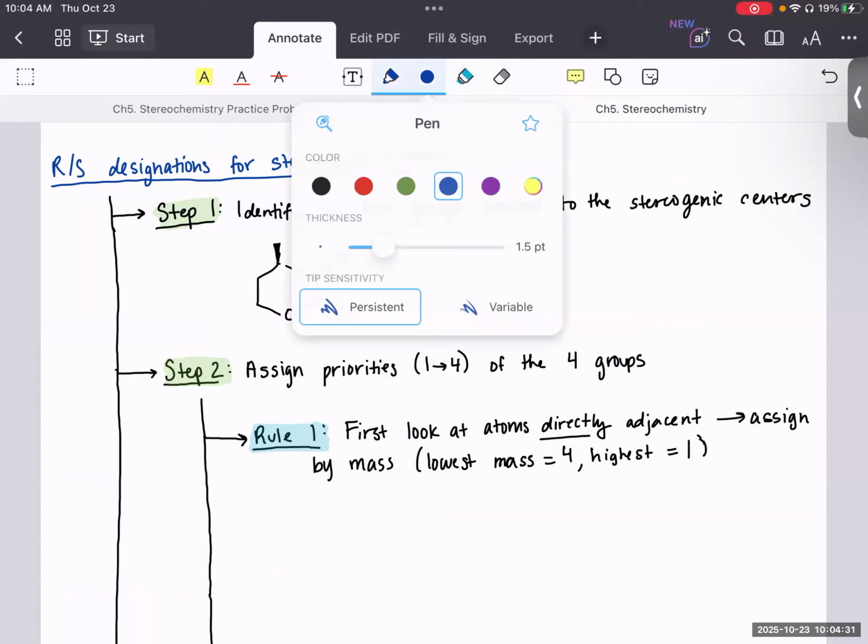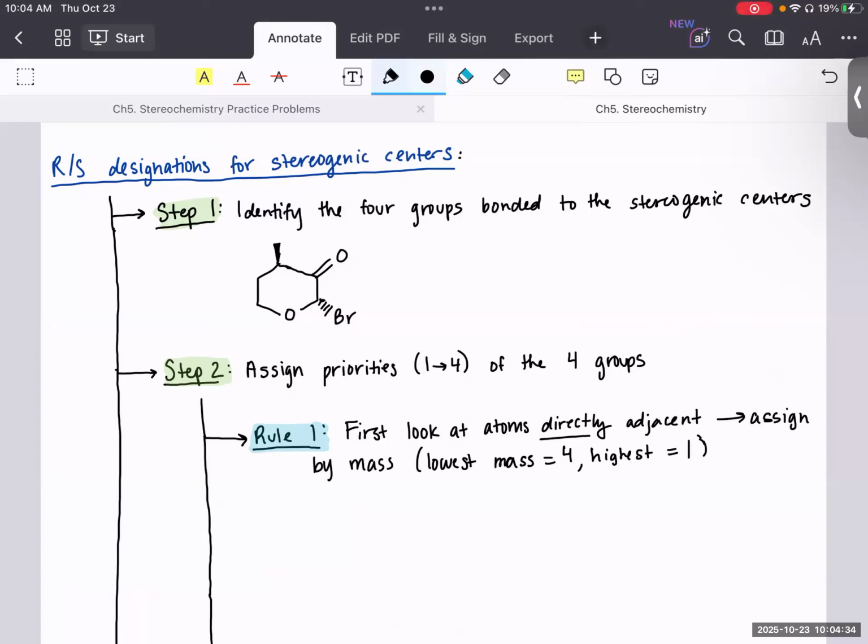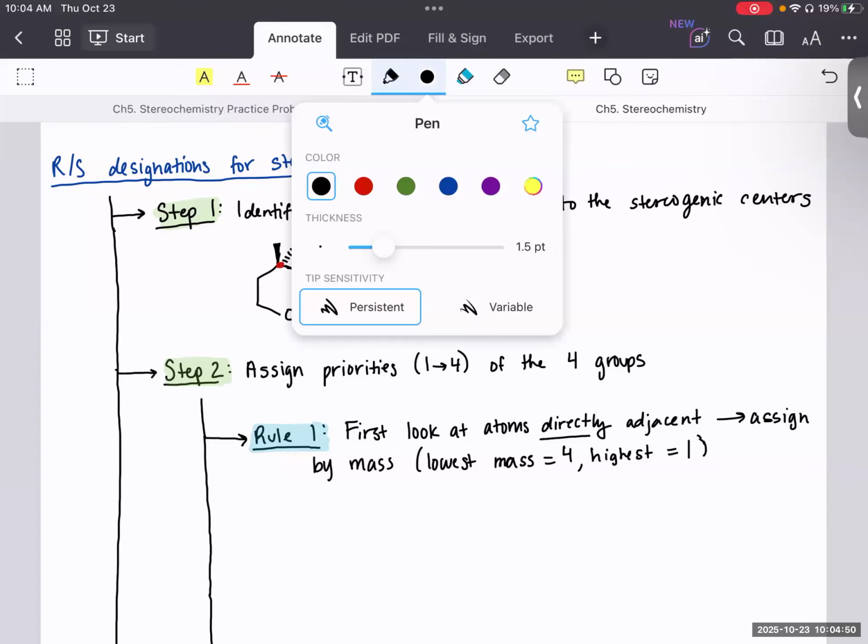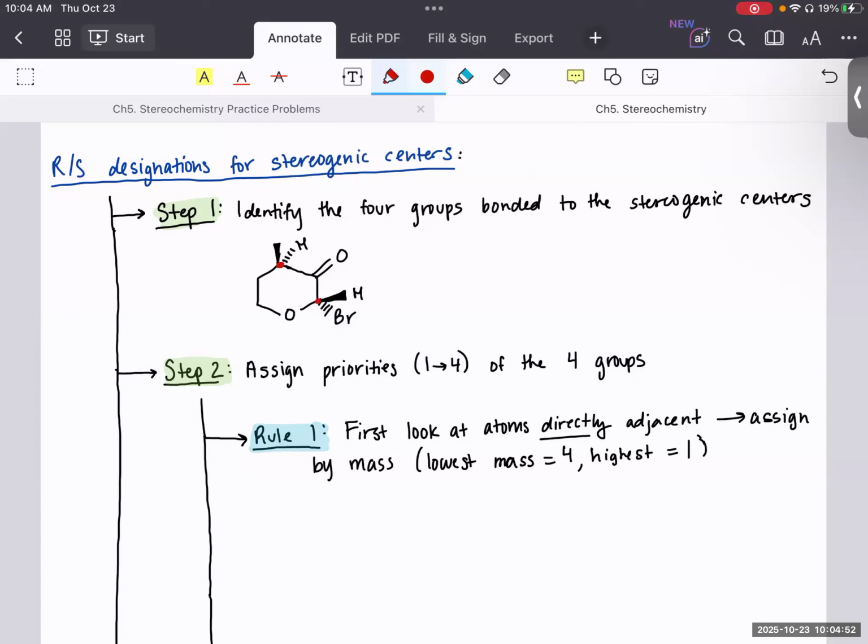So in step one, our goal is to first identify the four groups that are bonded to the stereogenic center. And so here we can label the two stereogenic centers in red, and I'm going to draw in those hydrogens so that we can know the four different groups. The one on the top has a hydrogen, a methyl group, and then two R groups that are different from each other. And then that bottom one has a bromine, a hydrogen, an oxygen, and then another R chain.